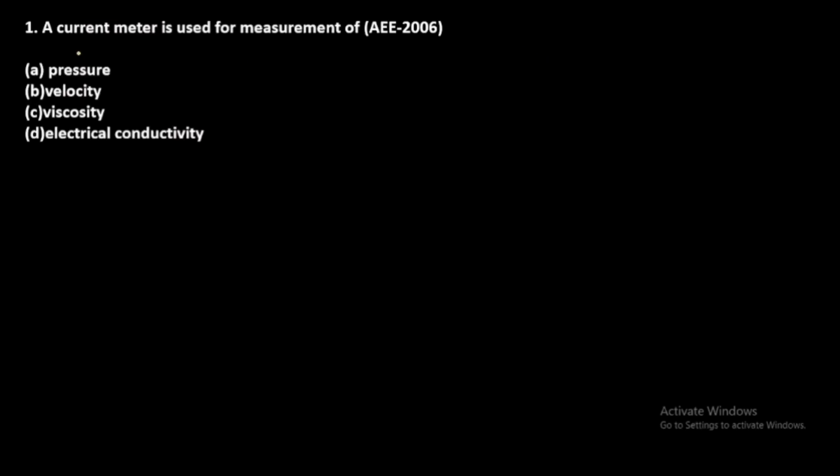First question. A current meter is used for measurement of option B, velocity. Pressure will be measured by manometer and viscosity is measured by viscometer.